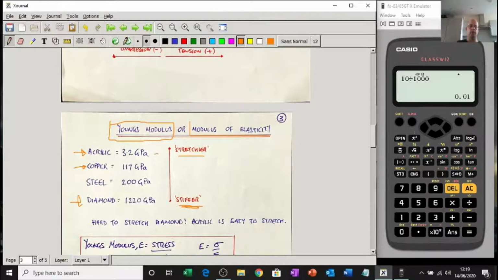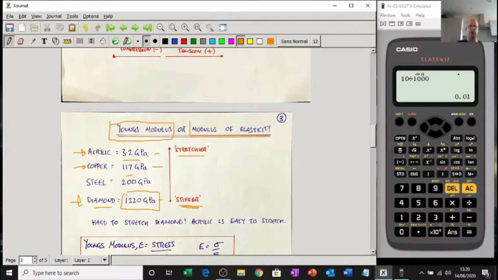The lower the Young's modulus, the stretchier or more elastic the material. So for example, acrylic or copper, right? Acrylic has got a lower Young's modulus than copper, which means acrylic is stretchier than copper. Whereas copper has got 117 gigapascals and diamond has got 1220 gigapascals. So diamond's very stiff. You can't really stretch diamond because it's got a really, really big Young's modulus. So that's how it's linked.